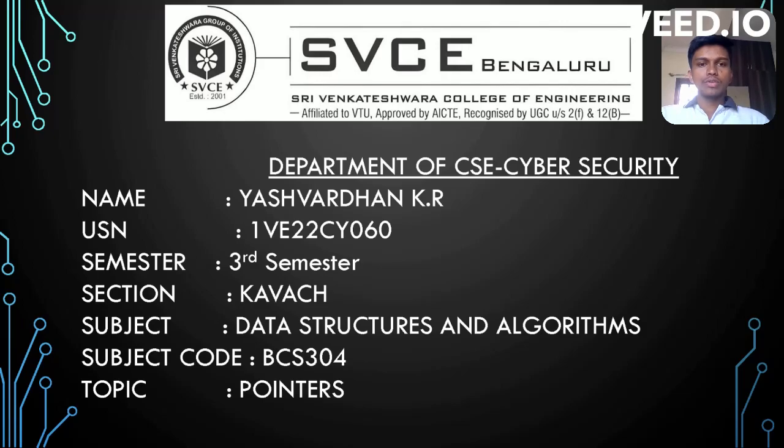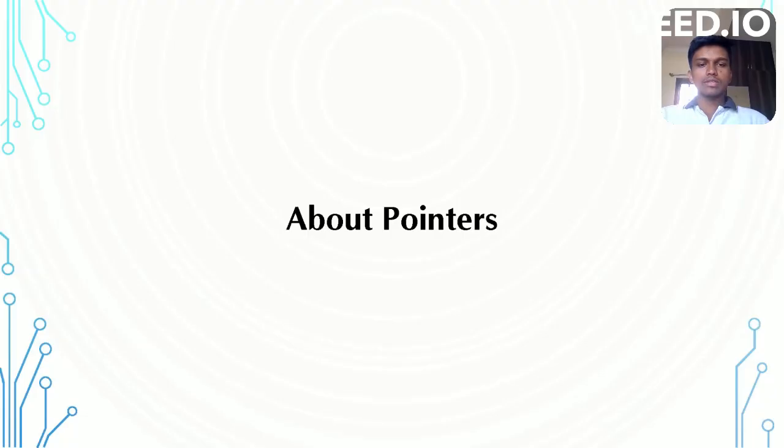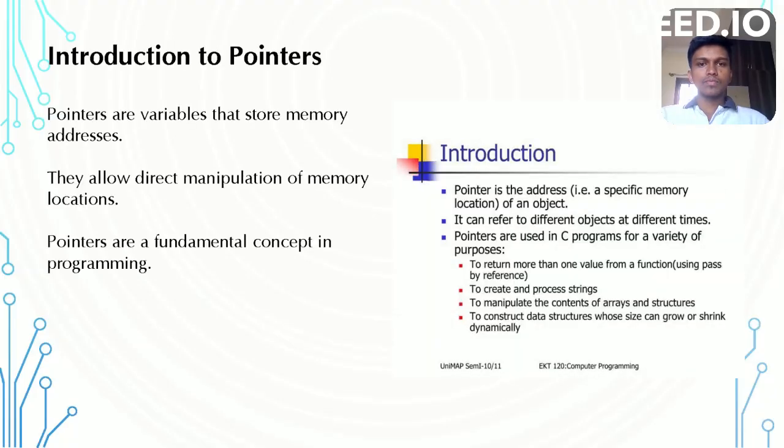In this video, we are going to discuss pointers in data structures. Introduction to pointers. Pointers in programming languages like C and C++ store memory addresses. They allow you to directly manipulate memory, enhancing efficiency and flexibility in managing data structures. Pointers are variables that store memory addresses. They allow direct manipulation of memory locations. Pointers are a fundamental concept in programming.